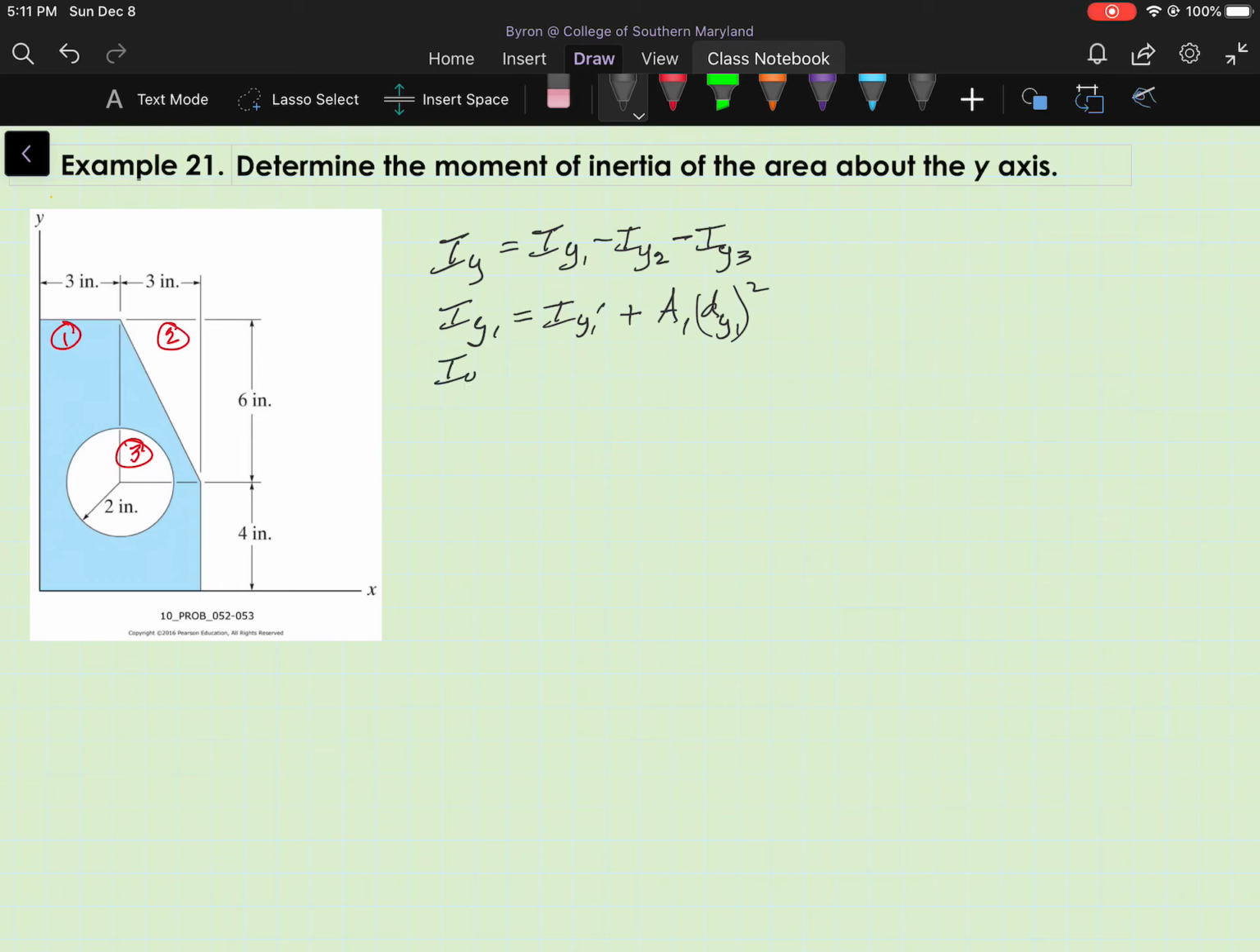And then I can write for the second area, the triangular area, a similar equation. And then the same for the circular area. I should put the prime there.